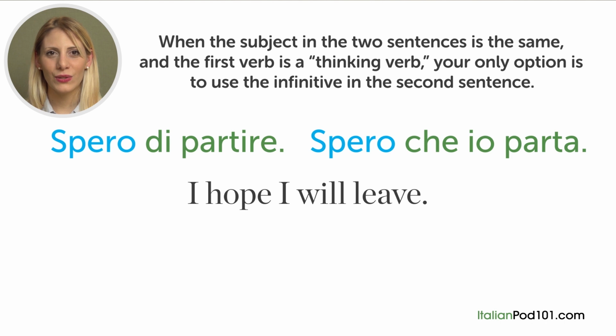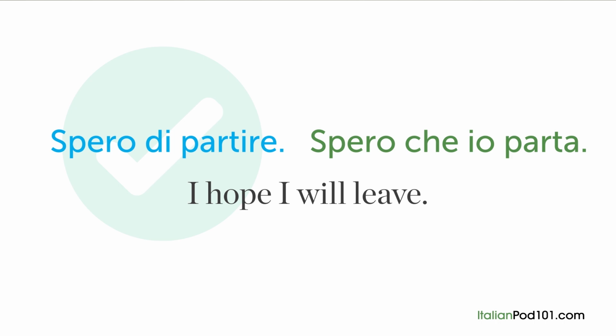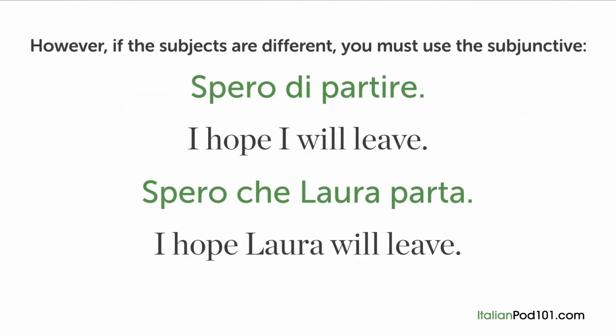When the subject in the two sentences is the same, and the first verb is a thinking verb, your only option is to use the infinitive in the second sentence. So if you want to say, I hope I will leave, you have to say, spero di partire, not spero che io parta. The second one is too wordy and sounds unnatural. However, if the subjects are different, you must use the subjunctive. Spero che Laura parta. I hope Laura will leave. Pretty simple, right? If you have any more questions, please leave us a comment.